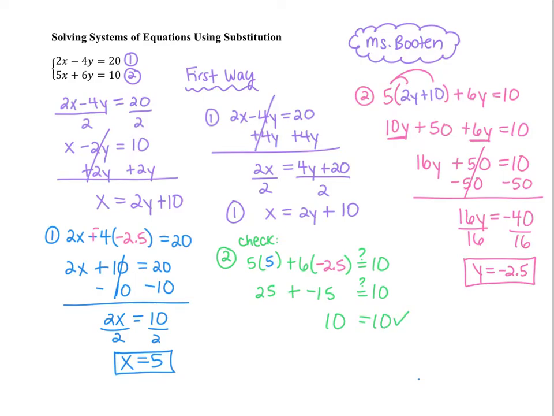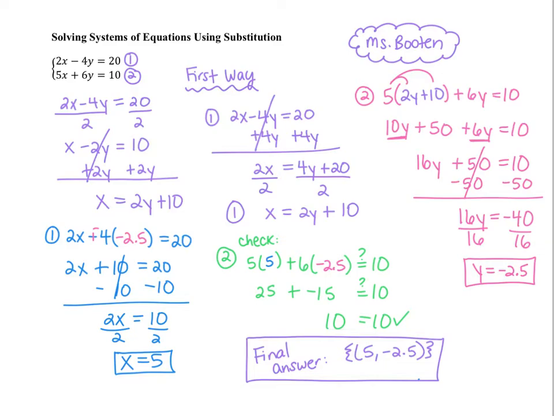So our final answer we have to write as a coordinate point. X comes first, so it's 5, negative 2.5. And then we can also put it in solution sets. So that is our final answer. And if you want, you can keep watching to see the other way to solve it.